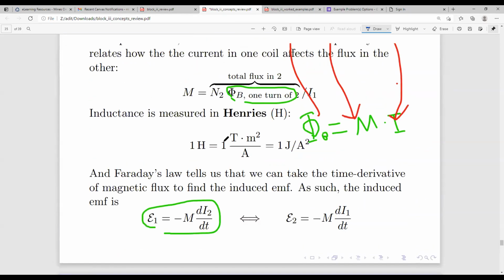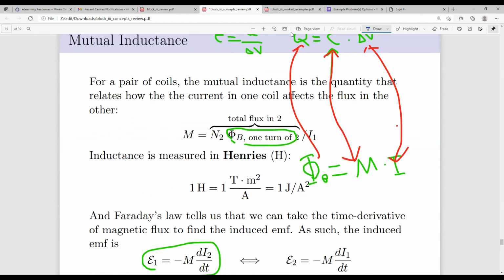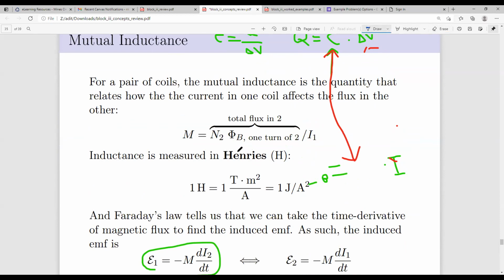It helps to know how to apply this formula right here, if I can erase this stuff. This formula is pretty important: how to find the mutual inductance of two objects.